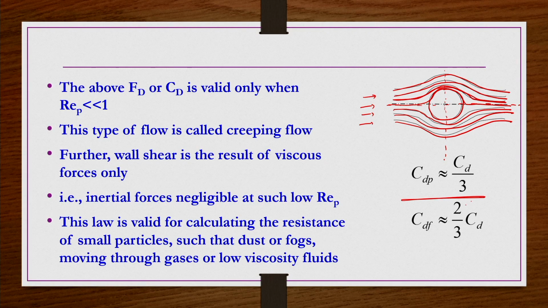If you evaluate the drag coefficient, C_D equals 24 by Re. Here you can see that C_DP, the pressure drag, is contributing 1/3 of the C_D, and then C_DF, that is the friction drag or wall drag, is contributing 2/3 of the total drag coefficient. Okay. So, that is at the small Reynolds number under the Stokes flow conditions.